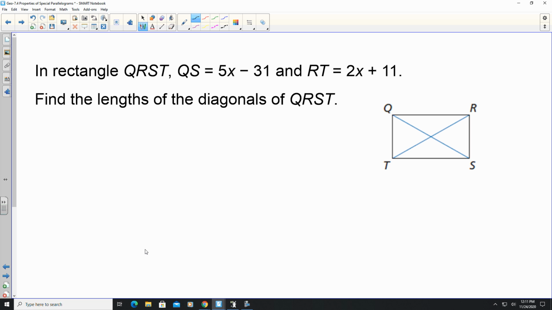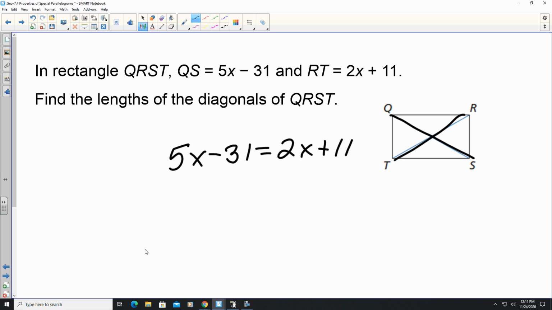Here it says that we have a rectangle. Since we have a rectangle, it says that QS and RT equal these values. 5x minus 31 is QS, and RT is 2x plus 11. They want us to find the length of the diagonals. So in order to find the length of the diagonals, we have to find x. So since QS and RT are going to be equal to each other, I can take 5x minus 31 and set it equal to 2x plus 11.